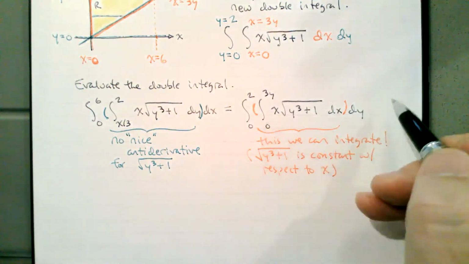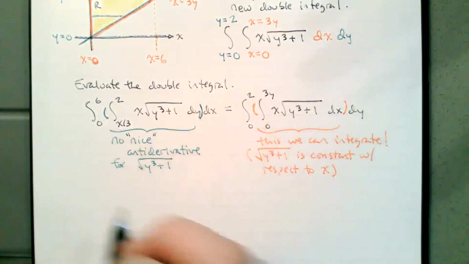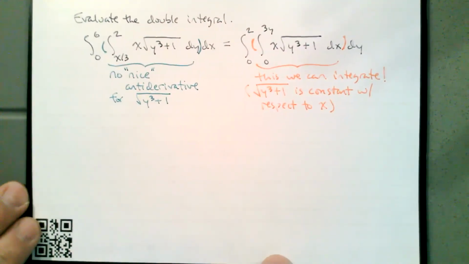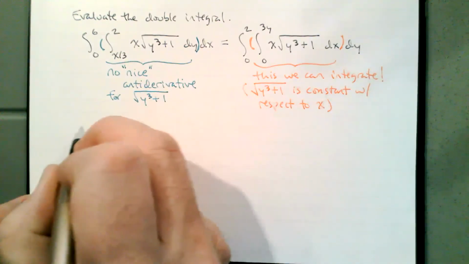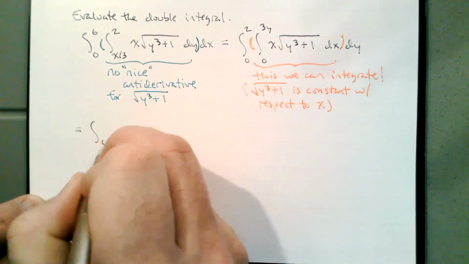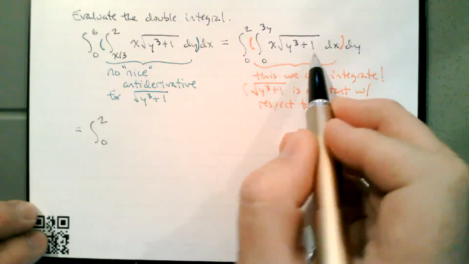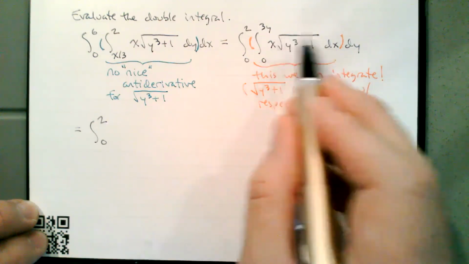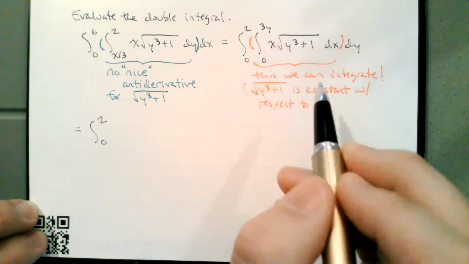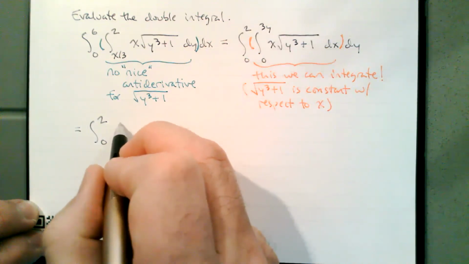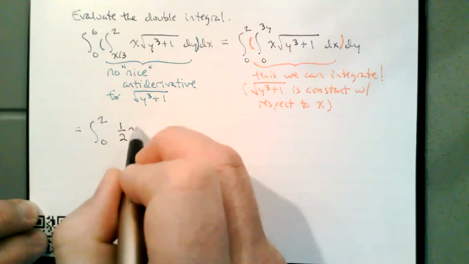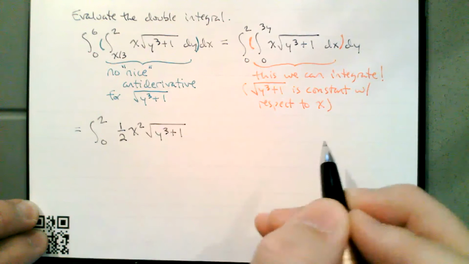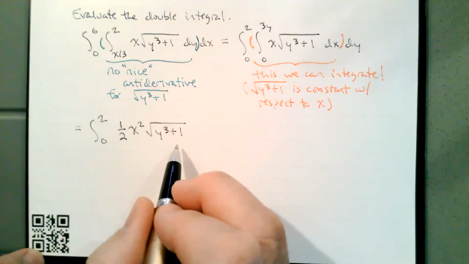So this is the one that we're going to use. They're both equal, so we'll do the second one because it's easier. So we're going to integrate from 0 to 2. Now I need to find the antiderivative of x times the square root of y cubed plus 1 with respect to x. So the square root of y cubed plus 1 is all constant. I'm just integrating x. So I get a 1/2 x squared. And the square root of y cubed plus 1 is all constants. So here's our antiderivative.